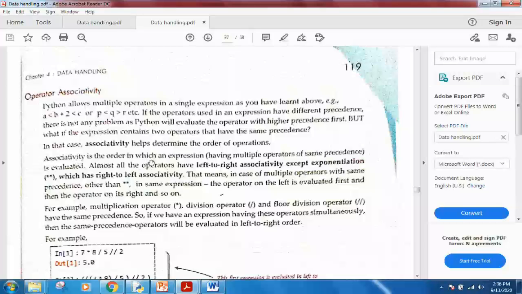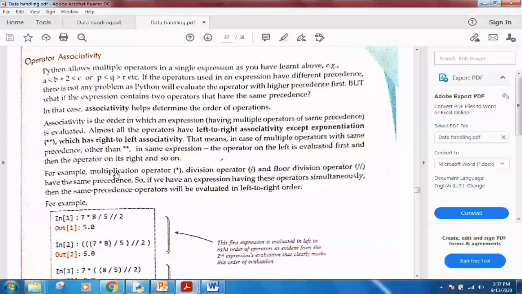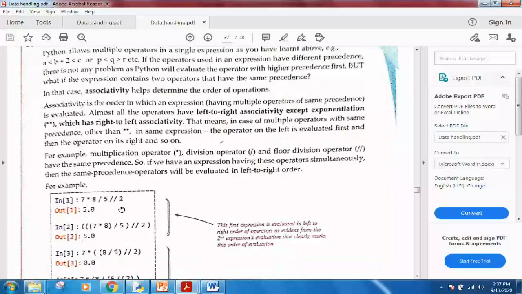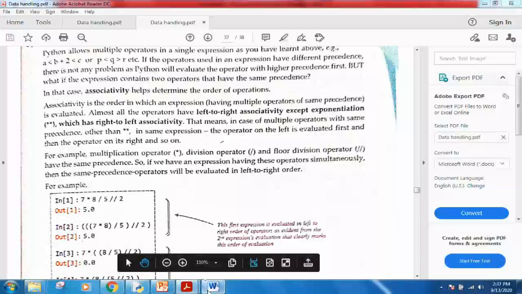Okay, now associativity is the order in which an expression having multiple operators of the same precedence is evaluated. You can underline this line in your book also. For all the operators, this associativity is left to right. It means you will start from the left and go to the right, except the exponential operator, which has right to left.